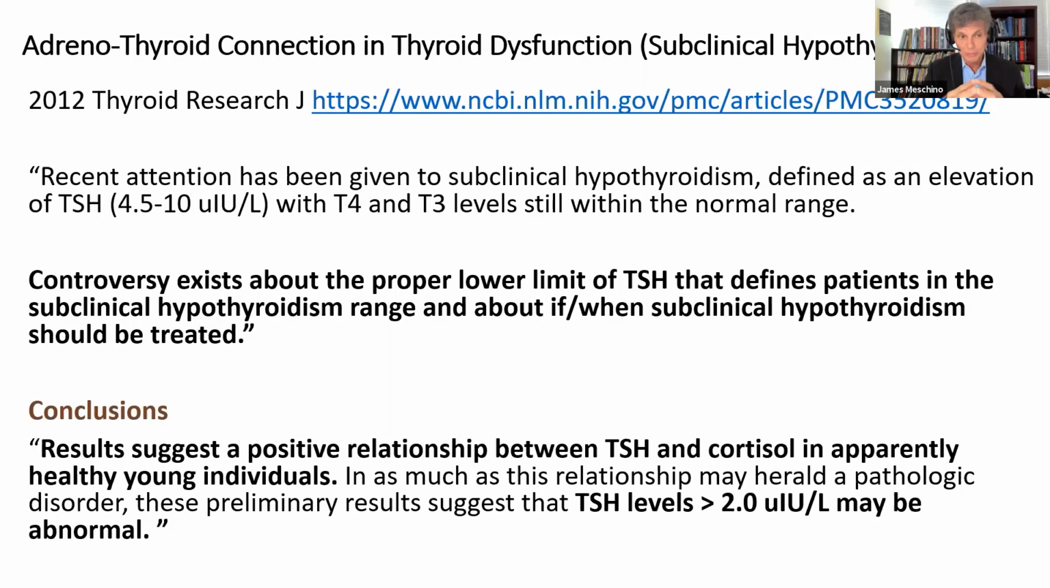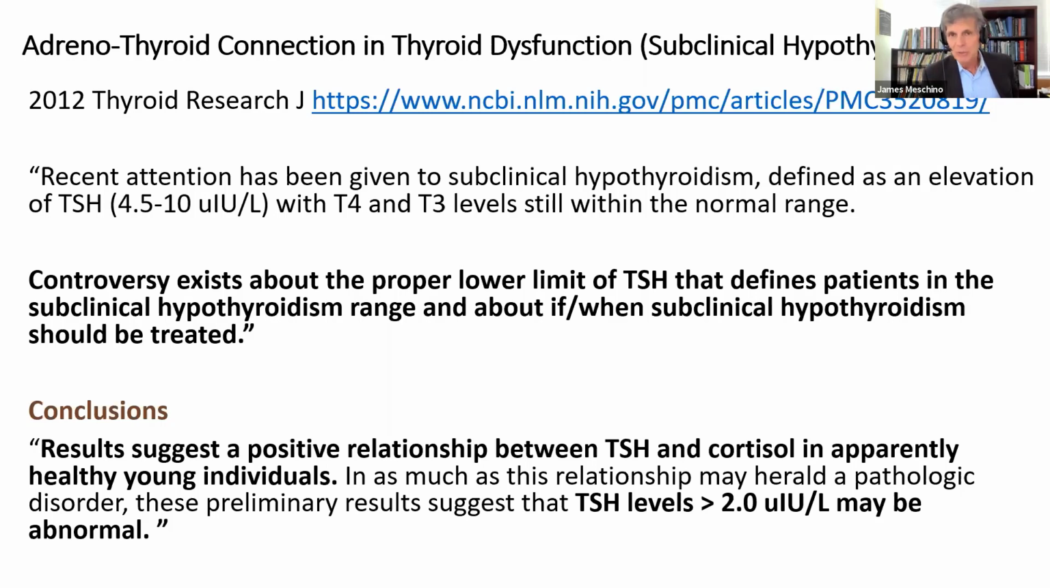So in 2012, recent attention has been given to subclinical hypothyroidism, defined as an elevation of TSH. They're saying here between 4.5 and 10 micromoles per liter, with T4 and T3 in the normal range. But they're saying controversy exists. So if you jump down to the conclusion here, they're saying, you know what? Results now suggest a positive relationship between TSH and cortisol in apparently healthy young individuals. And as much as this relationship may herald a pathologic disorder, these preliminary results suggest that a TSH level above 2 micromoles per liter is abnormal.